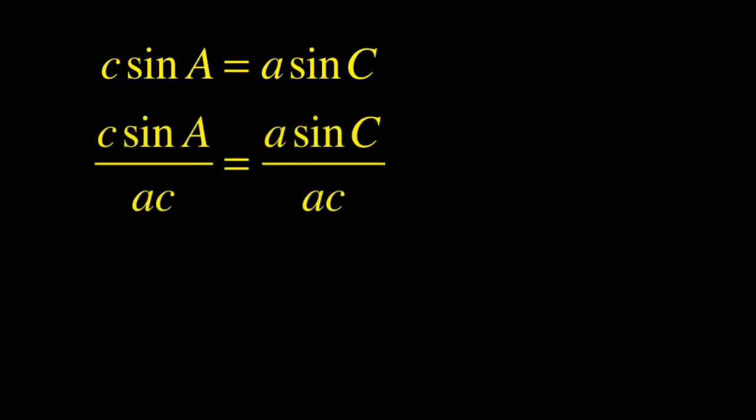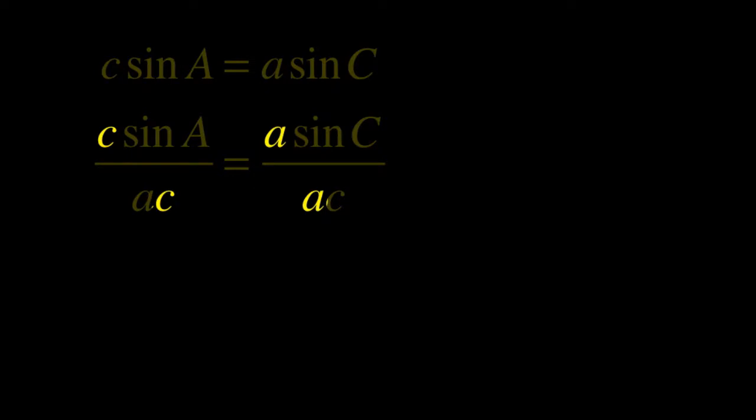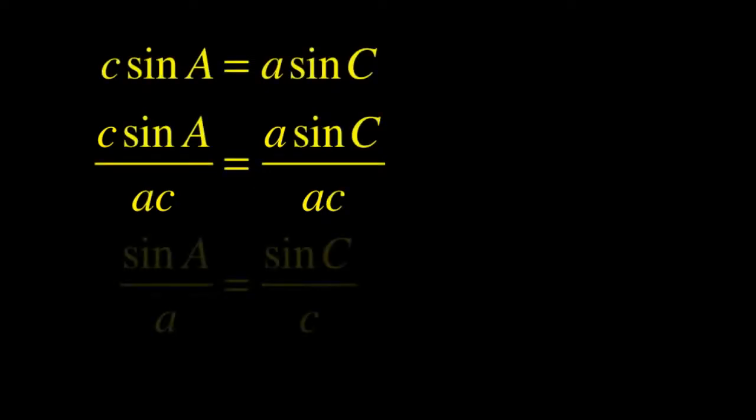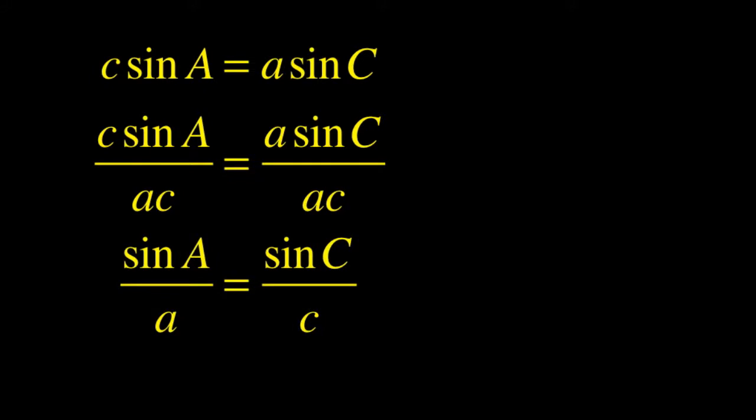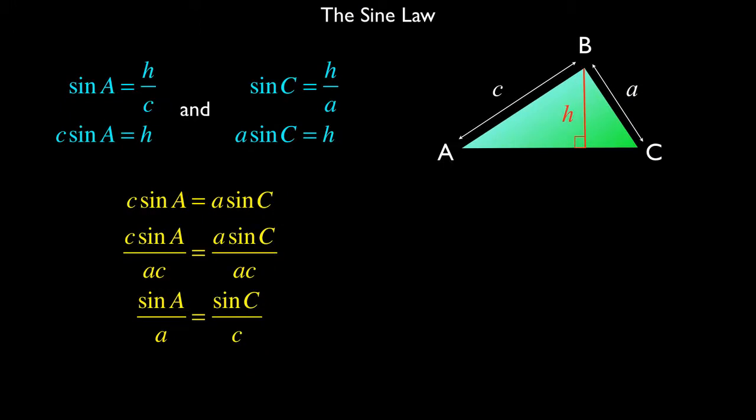In the process of doing that, on the left-hand side, my c's will divide out, and on the right-hand side, my a's will divide out. And I'm left with a really clean expression that is sine A divided by a equals sine C divided by c. And this is going to work in any triangle. Now, you may say to yourself, well, A and C, the angles that I chose, were kind of arbitrary. Well, you would be right. I could have developed this relationship involving angle A and angle B, or angle B and angle C.